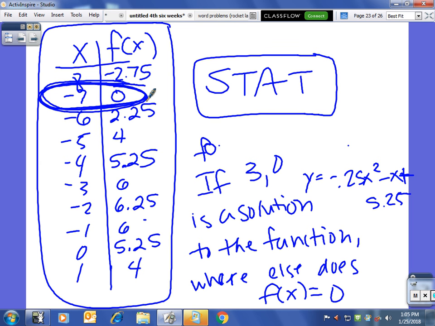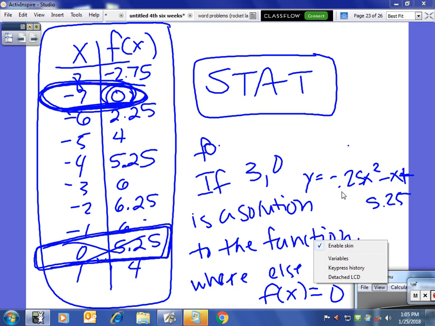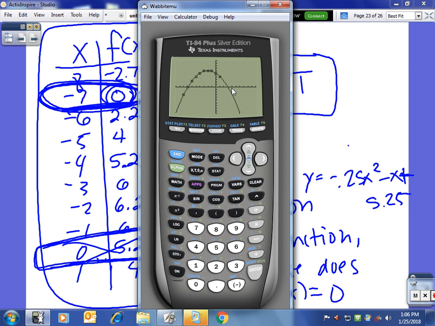Guess what some kids picked? This one. Is that a 0 of the function? That's a y-intercept. That's not an x-intercept. That's not a 0 of the function. That's a y-intercept. This is a 0 of the function. This is where f of x or y equals 0. And the other place it equaled 0, just a random fact they told us, was 3, 0. We didn't even need to know that.